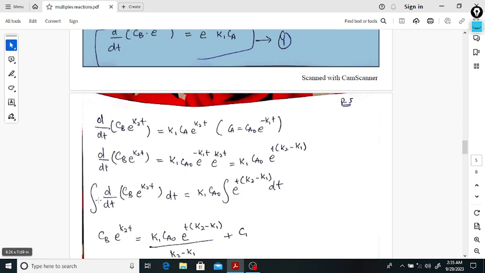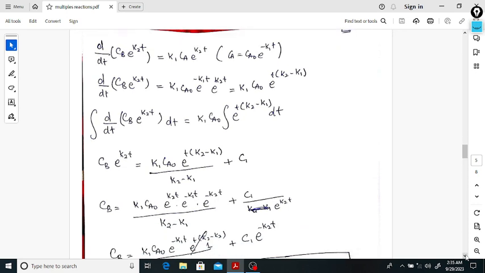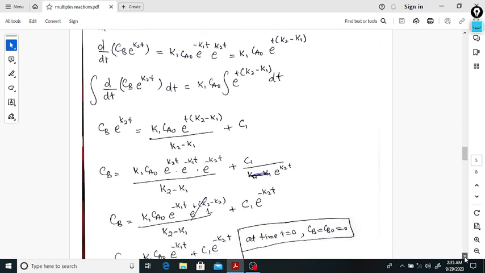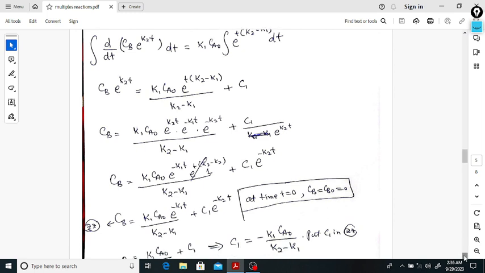Again, these will cancel with each other, and we get k1 Ca naught e to the power t (k2 minus k1) divided by k2 minus k1, plus constant c1. Again, divide this equation by e to the power k2t on this side and e to the power k2t on this side. Simplifying, we will get Cb is equal to k1 Ca naught over (k2 minus k1) times e to the power minus k1t, plus c1 e to the power minus k2t. This c1 can be obtained from the initial condition at time t equal to 0, Cb equal to Cb naught equal to 0.